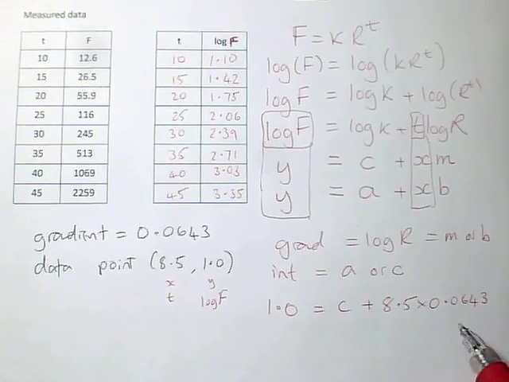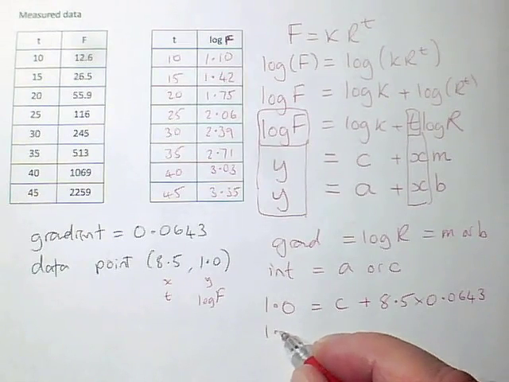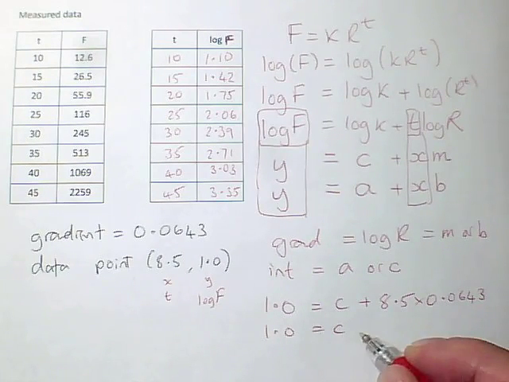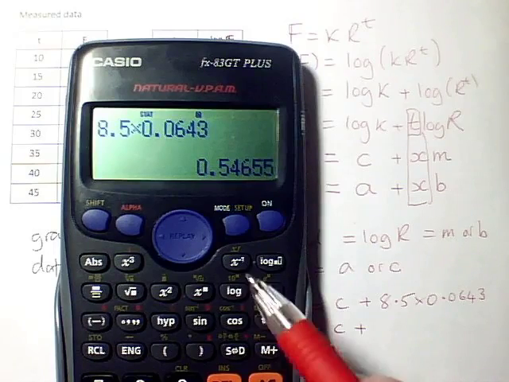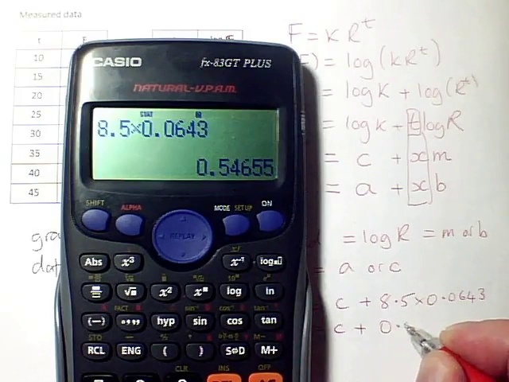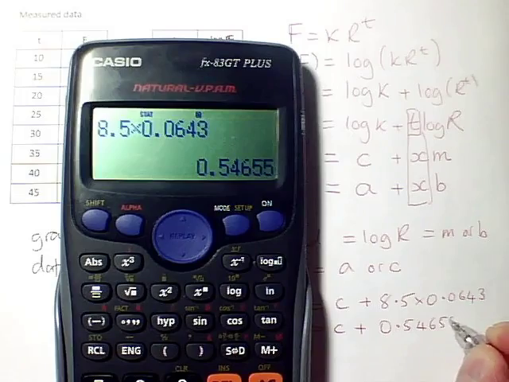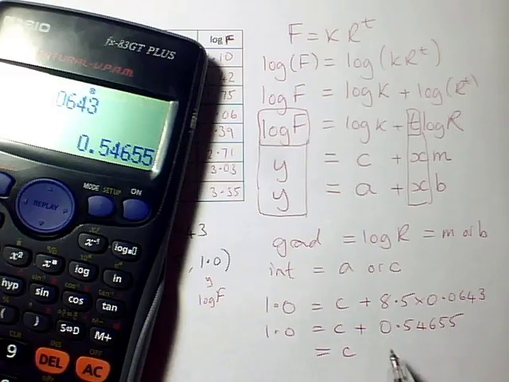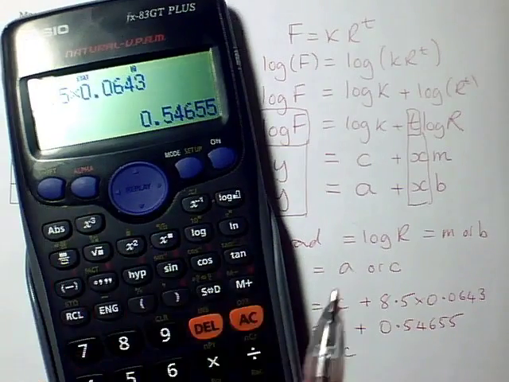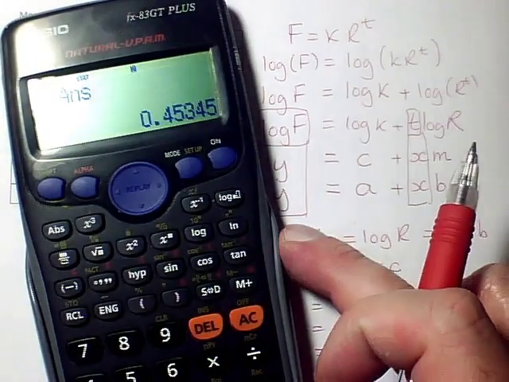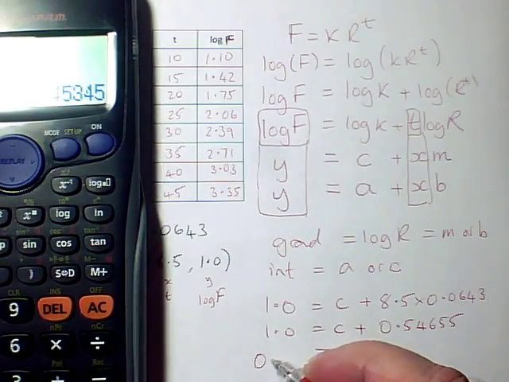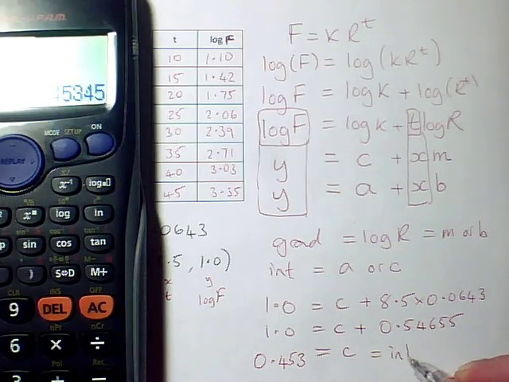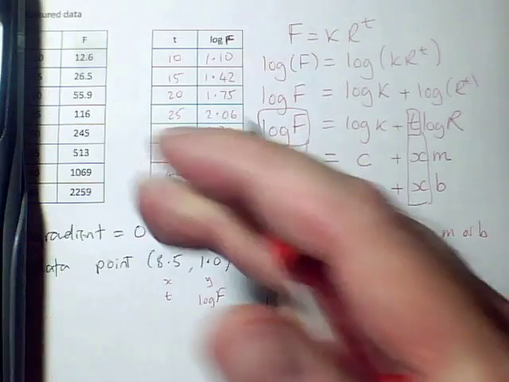So this equation is going to tell me what c is. 1.0 equals c, the intercept, plus, and then I need to do this other bit on my calculator. My calculator is telling me that that calculation is 0.54655, and I want to find out what c is, so I need to take away this value from both sides. So c is going to equal 1.0 minus that answer. So 1 minus that answer is 0.453 to 3 significant figures. So I now have an intercept and I have a gradient.